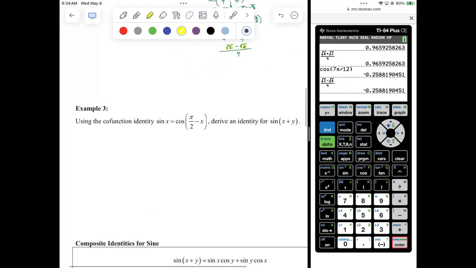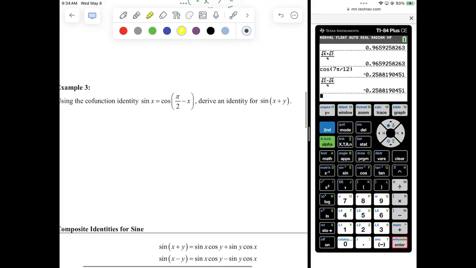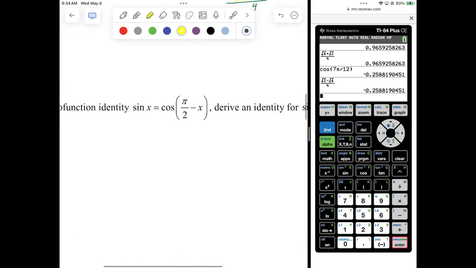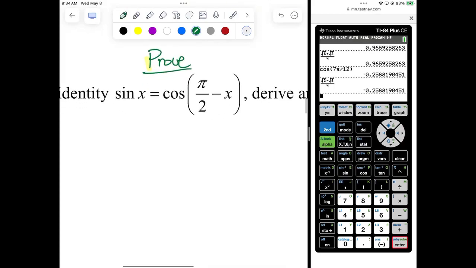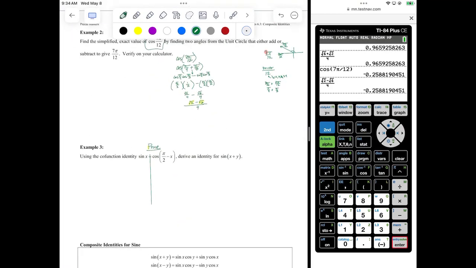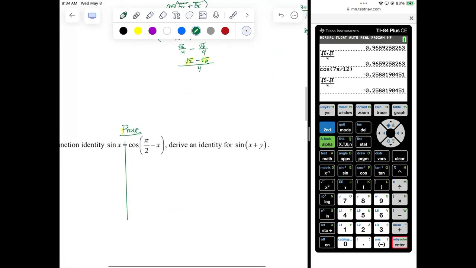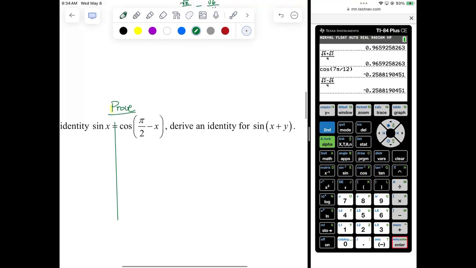Using the cofunction identity, or yeah, derive an identity for sine of x minus y. Actually, instead of doing that, let's do something else. Let's prove this first. I'm going to change the instructions here. Okay, I want to prove this identity. Let's draw a line down the middle. I'm changing the instructions. We'll circle back to example 3 tomorrow and derive an identity. But right now, I just want to prove it.